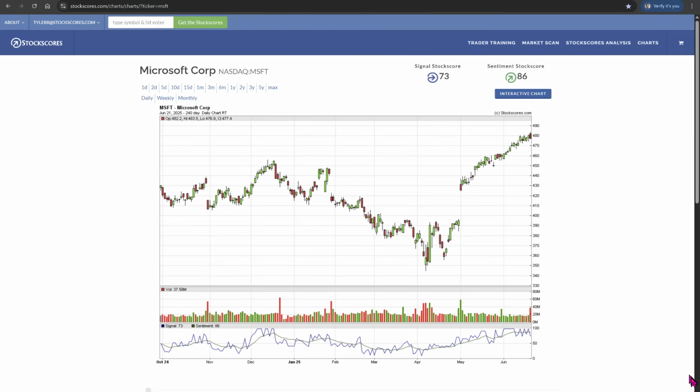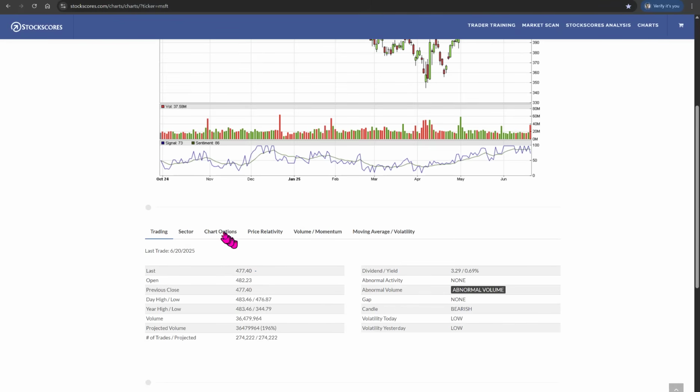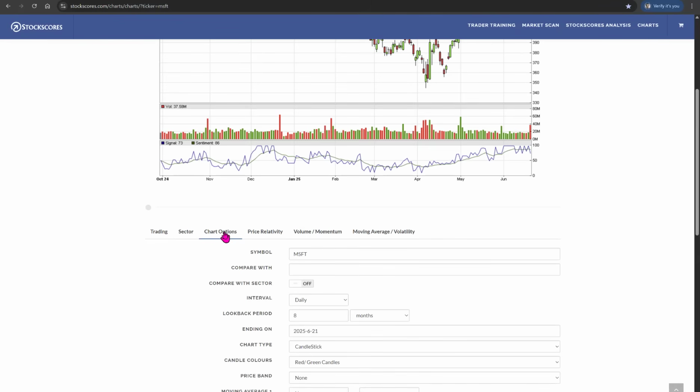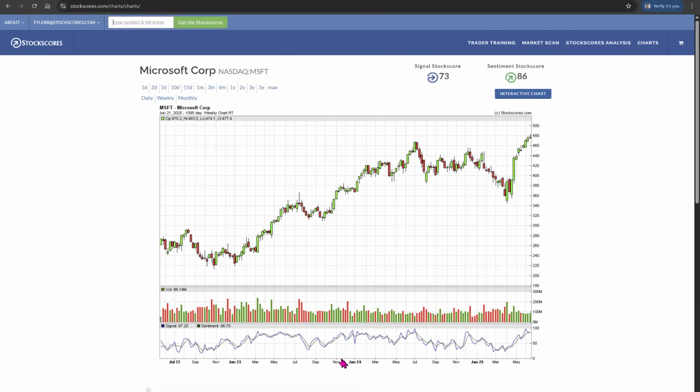The first thing I've done here is brought up a chart of Microsoft. And I've done this because I want to set the default chart time frame to a 3-year weekly chart, because we're going to do longer term analysis of the Dow 30 stocks. So I go to chart options and I change it from daily to weekly, and I'm going to set this to 3 years. So I'll go 3 and then years. And by doing this, I will establish the default chart as a 3-year weekly chart.